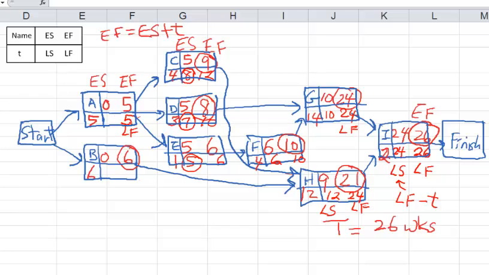Okay, so continuing on, 5 minus 5 is 0. And here, B has one successor, H, which has an LS of 12. We copy it down here, minus 6. 12 minus 6 is 6. Okay, so that's the end of the backward pass.